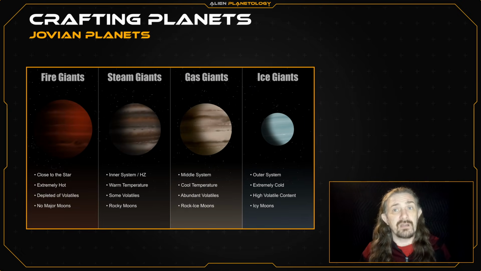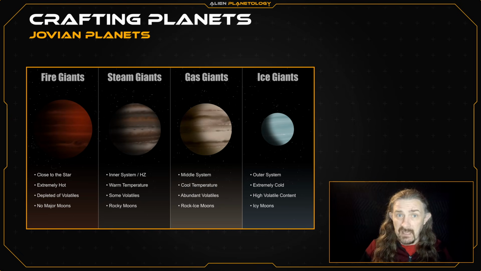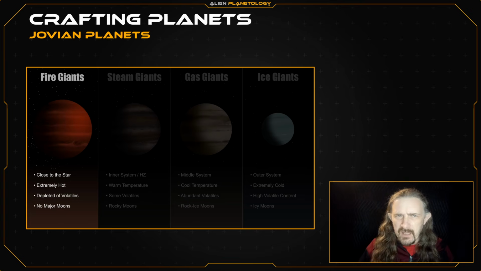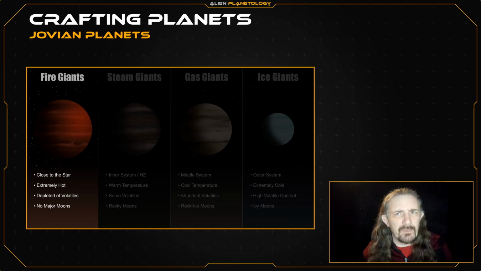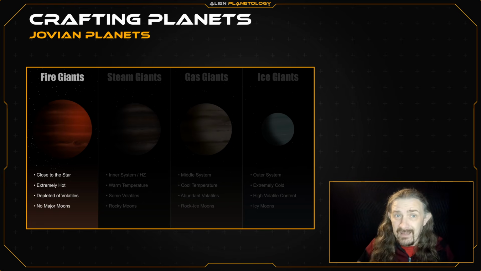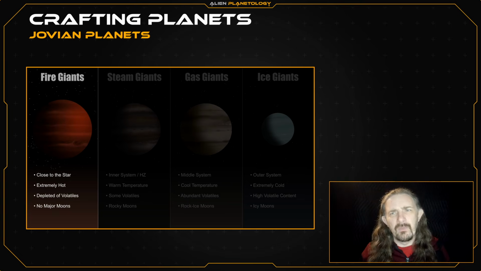This gives us four types of Jovian planets, which we're going to call fire giants, steam giants, gas giants, and ice giants. Fire giants, which are more commonly referred to as hot Jupiters, lie extremely close to their parent star and, as a result, are extremely hot. They have orbital periods on the order of a few days, and due to their very limited hill radius, they are not likely to have major moons. If you're not familiar with a hill radius, don't worry about it. I'll be covering it in the next video.